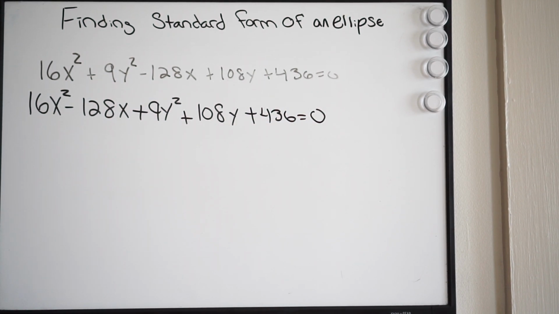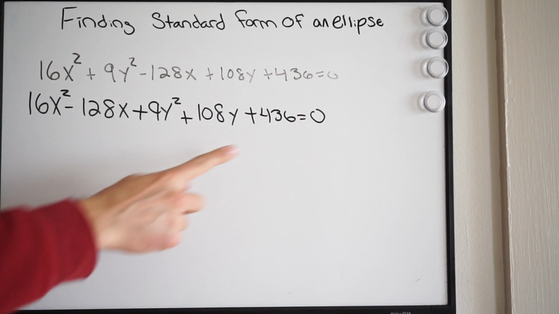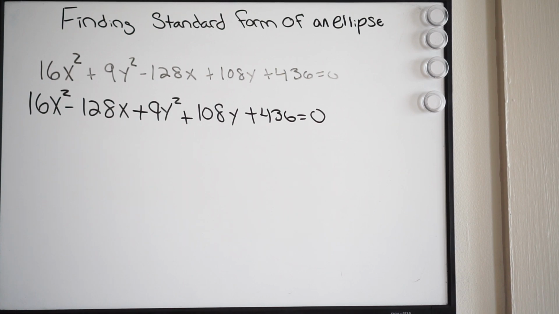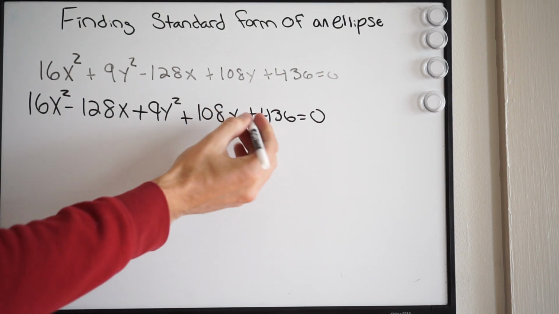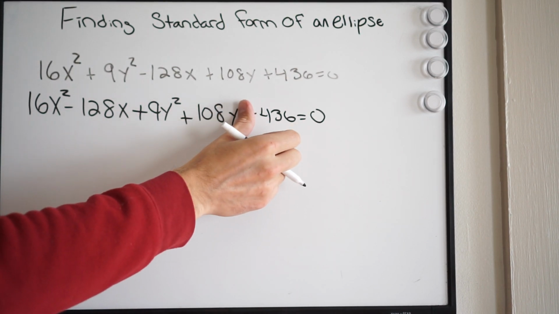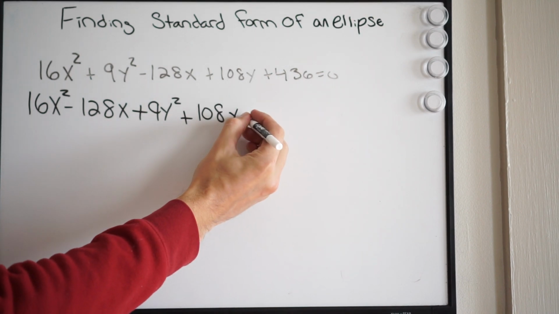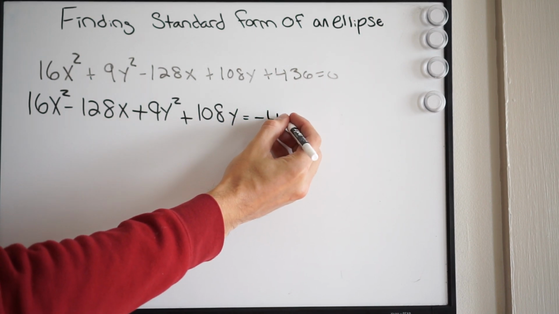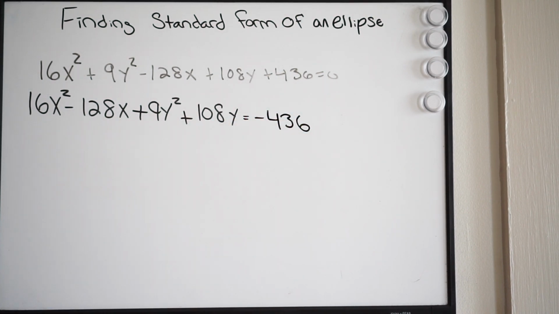Okay, so at this point, remember from the previous video, we have this constant here on the end, and what we want to do is move that constant over to the right side. So in order to do that, we're going to subtract 436 on both sides, and when we do that, we get the following. We will get equal to minus 436.